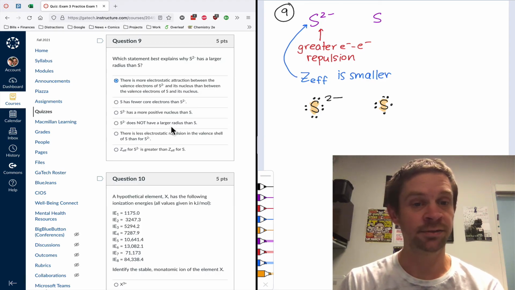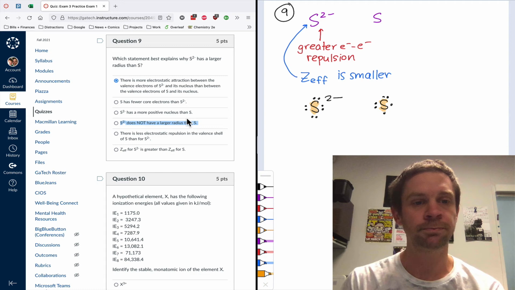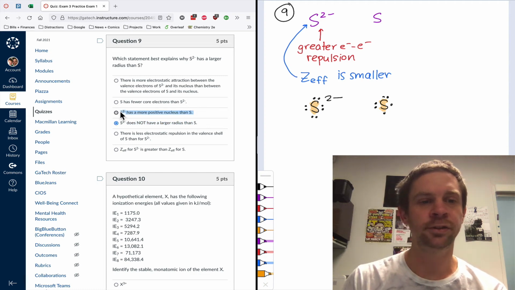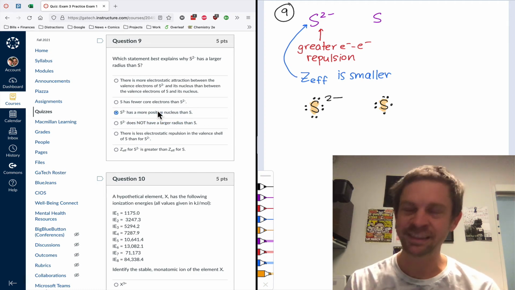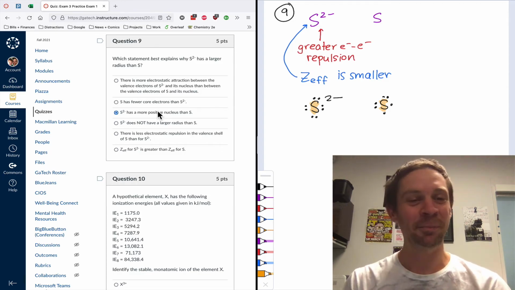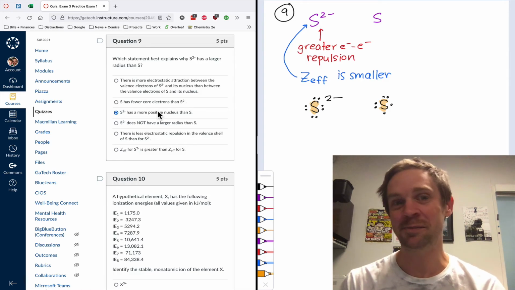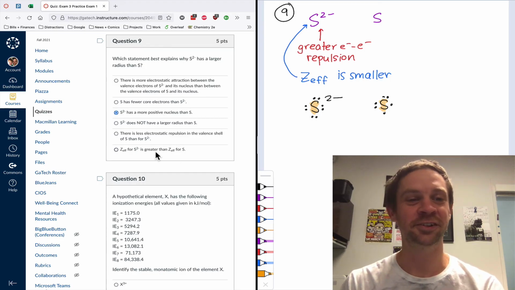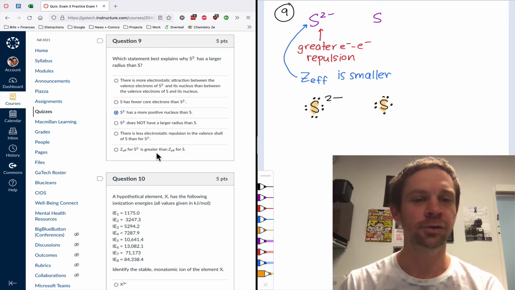S2- does not have a larger radius than S, which we already ruled out. S2- has a more positive nucleus than S. Well, clearly that's false since they're both sulfur, right? Both of these species have the same atomic number, the same number of protons in the nucleus, and the same charge in the nucleus.